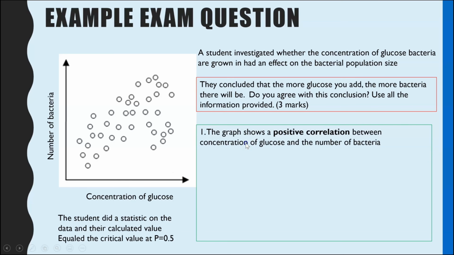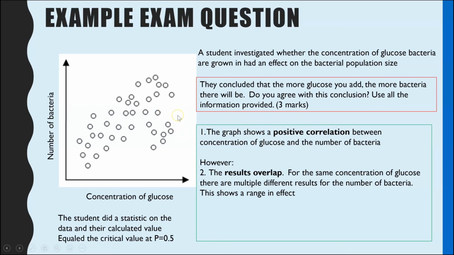So in this example, the first thing is what supports that conclusion. So the graph does show a positive correlation between concentration of glucose and the number of bacteria. So that is one piece of supporting evidence. However, you can see on this graph that the results overlap. And what we mean by that is, for the same concentration of glucose, there are multiple different results for the number of bacteria. And what that means is there was a big range in effect. So that would be evidence that would make you doubt that that conclusion was valid.